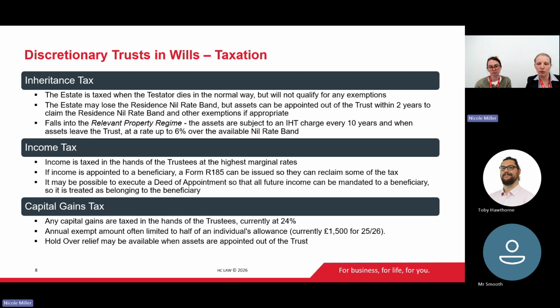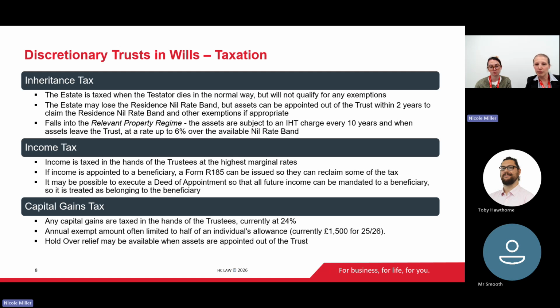Income tax and capital gains tax, again, have their own structure. So income for a discretionary trust is taxed in the hands of the trustees, and it's at the highest marginal rates at the time. So again, this is subject to change as time goes on, but currently it's quite a high rate. But in a similar way to what Kate was saying earlier, if the income is appointed to a beneficiary, a Form R185 can then be issued by the trustees. So the beneficiary can reclaim some of the tax if that's appropriate, depending on their personal tax circumstances.